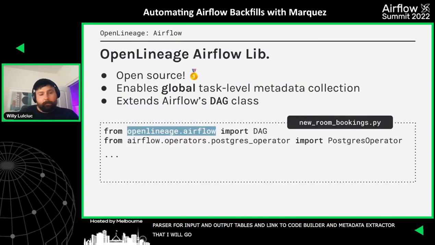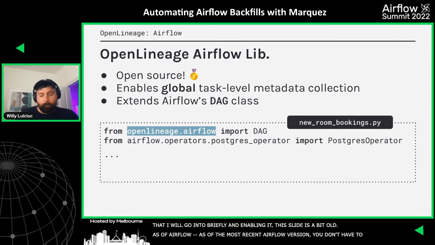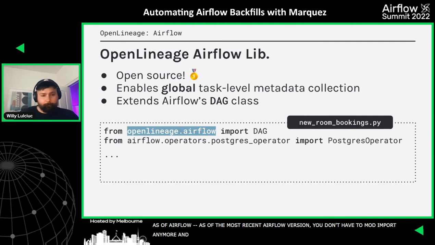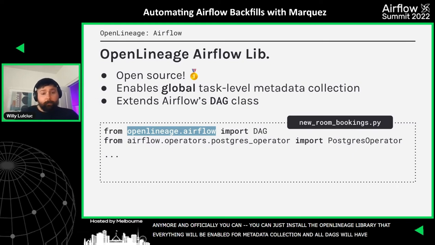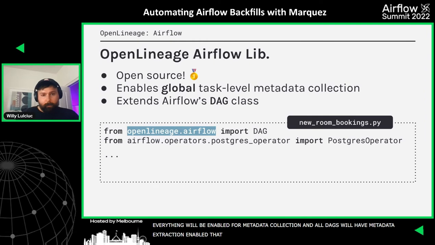So to enable it, this slide's a bit old, but as of the most recent Airflow version, you don't have to modify the import anymore. So officially you can just install the OpenLineage library and everything will be enabled for metadata collection. So all the DAGs will have metadata extraction enabled, which is really nice. But I think for this talk, I wanted to show more explicitly that you could change it for lower versions. And that was the initial rollout.